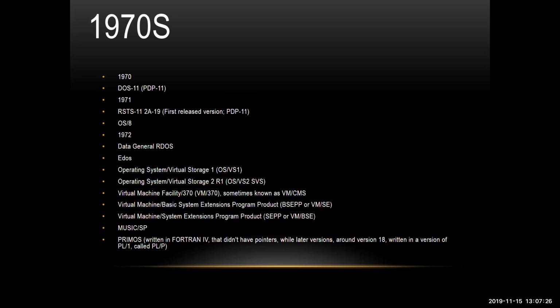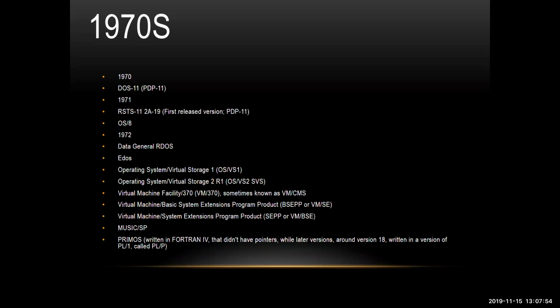We also had the RTS-11. And then OS-8. And then in 1972, we had the Data General RDOS. It was a real-time operating system released in 1970. The software was only sold bundled with the company's popular Nova and Eclipse minicomputers.